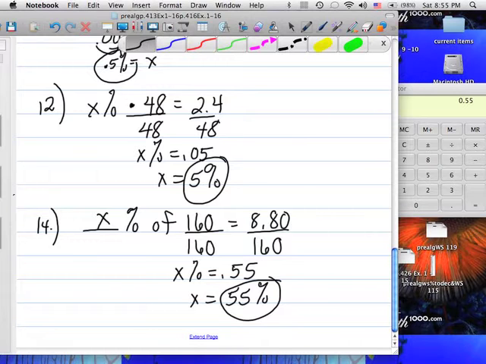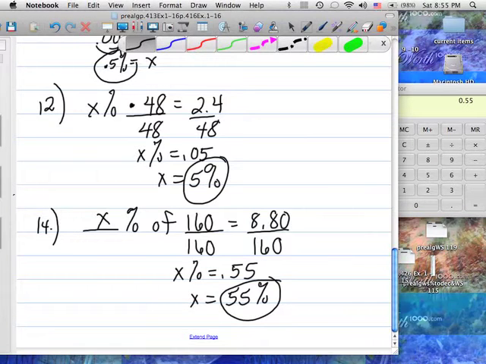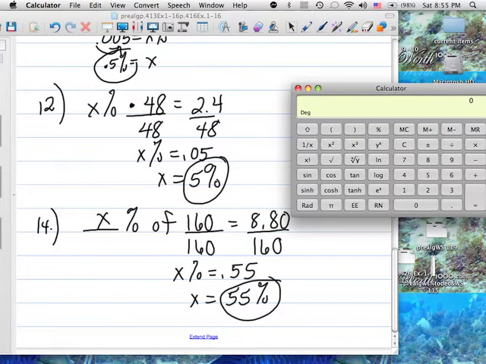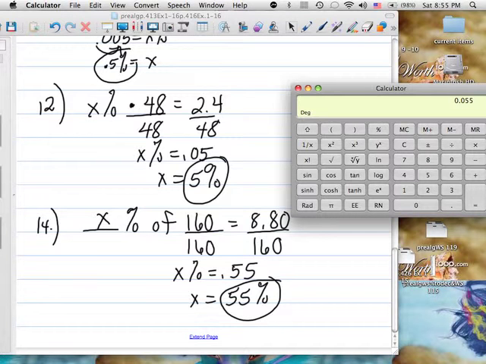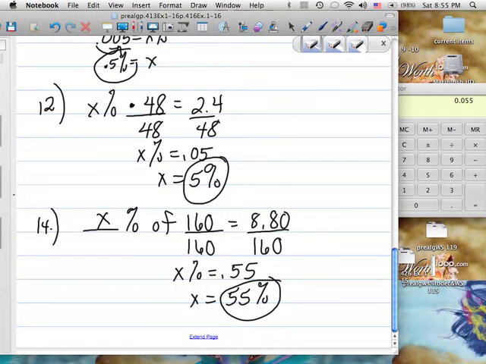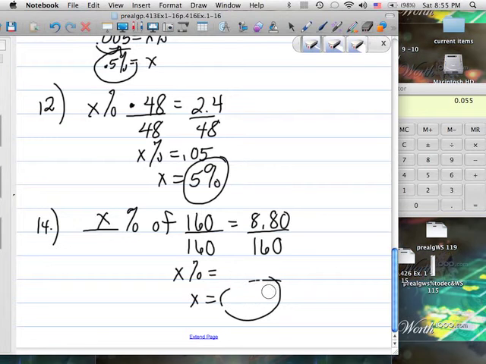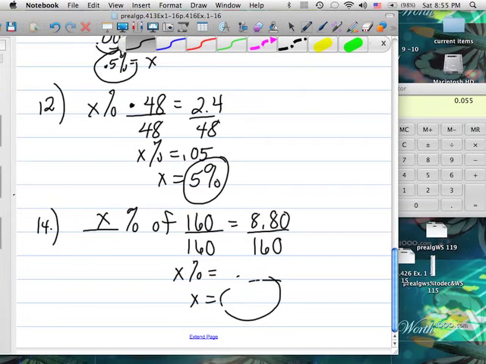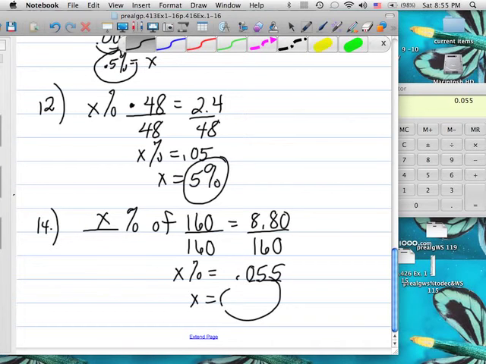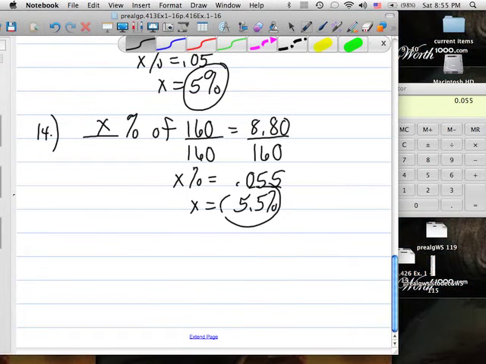That's a little large percent there. Let's see, I think I forgot to put 8.8 in here. Let's try that again. So clear this, and it's 8.8 divided by 160. And I get 0.055. No one's going to pay 55% sales tax. 0.055, which is 5.5%, which makes more sense.